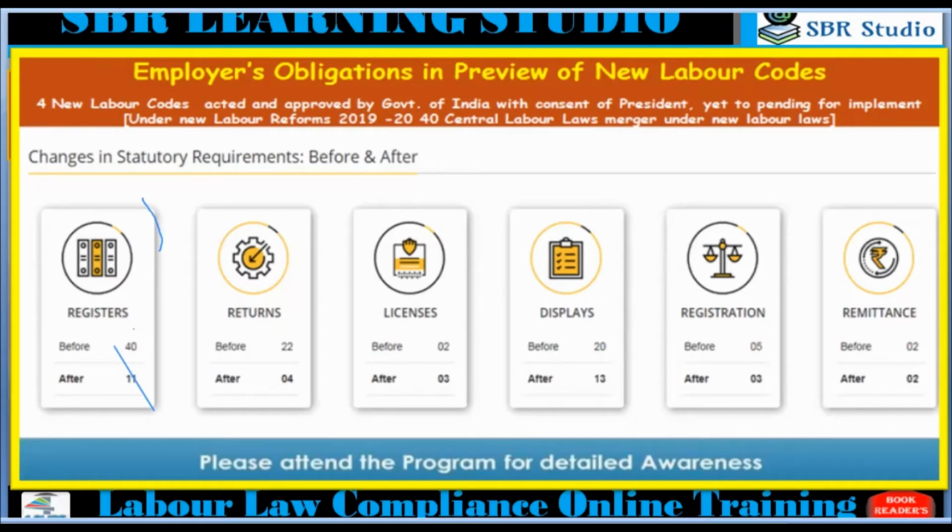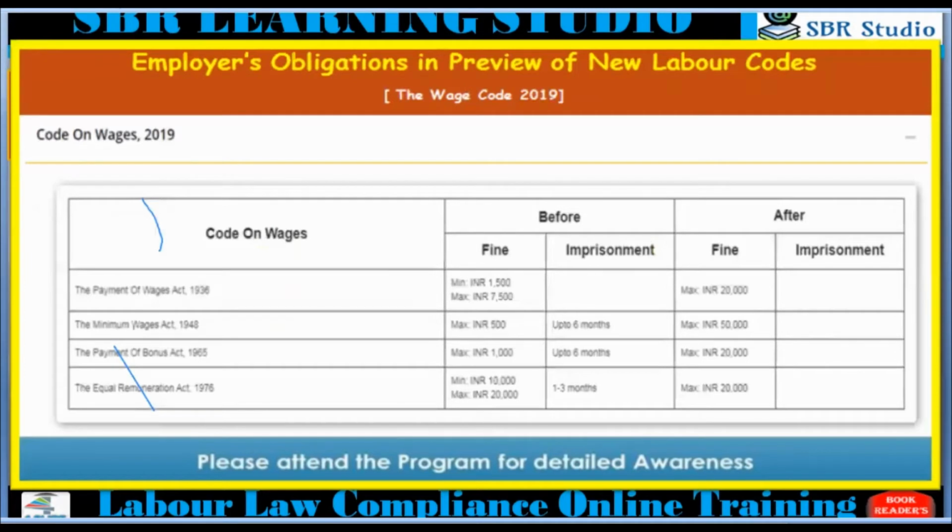Then the registration. As of now, the five existing laws require registration for the industries. But when these four new codes are implemented, it will be reduced to three. However, the remittance will remain the same for ESIC and EPFO. So this is, in the first instance, what is going to change.